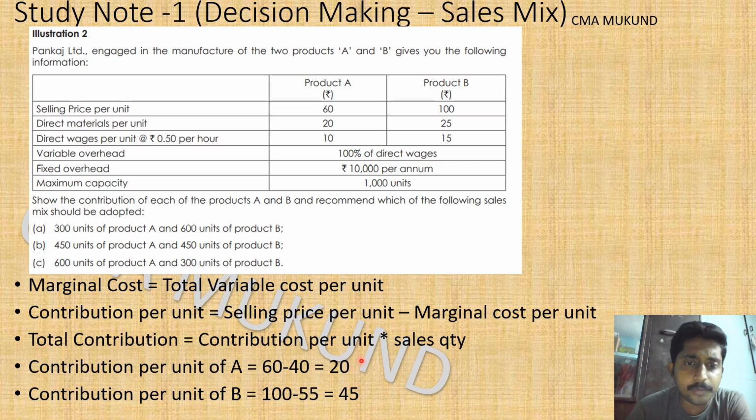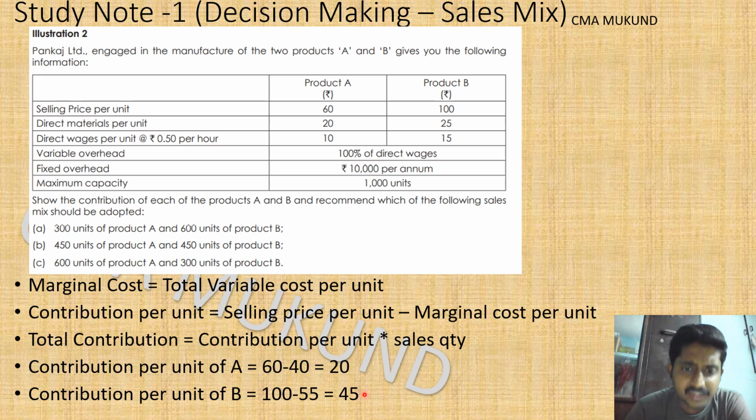Let's calculate for product B. So contribution is nothing but the selling price minus the variable cost. So 100 minus 25 minus 15 and minus 15. So 15, 15, 30 and 55. So 100 minus 55 will be 45 rupees, the contribution for product B.